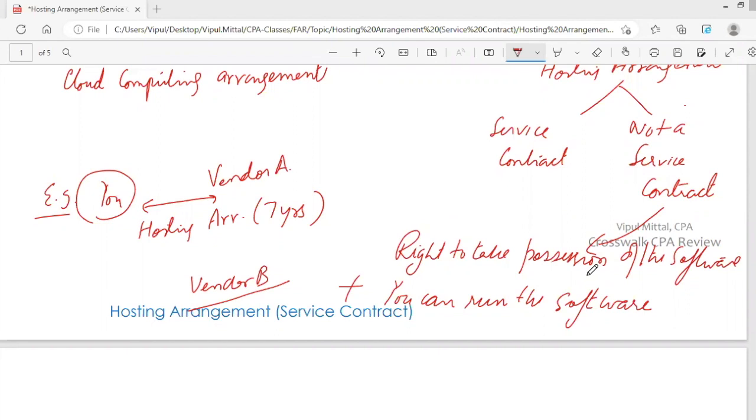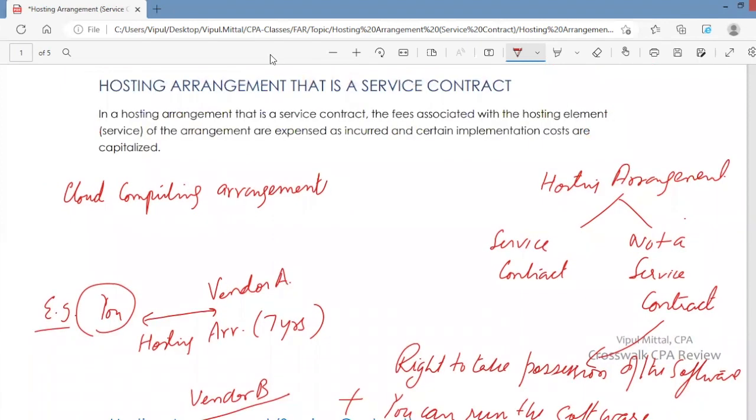And if it is a service contract, what do you have to do? Let's see. In a hosting arrangement that is a service contract, the fees associated with the hosting element of the arrangement are expensed as incurred. And certain implementation costs are capitalized. So certain implementation costs, setup costs, upfront costs that you pay to the vendor, are capitalized.